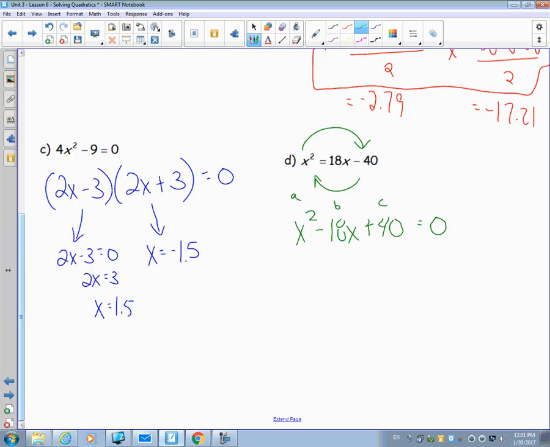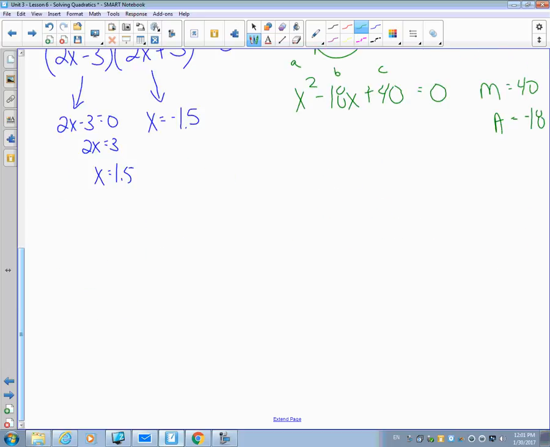Looks like a trinomial. What multiplies to 40 and adds to negative 18? So I'm thinking somebody might say to themselves, well, 20 and 2 do that, except 20 and 2 have to be both positive to make 40 or both negative to make 40. And if they have different signs, they won't make negative 18. So, unfortunately, this one's not factorable. Can't factor it. Back to the formula.